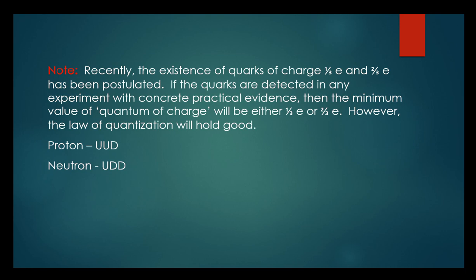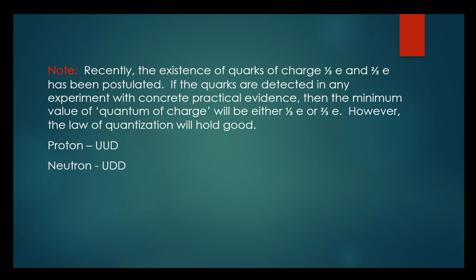Now one more important point. Recently the existence of quarks having charges of 1 by 3 e and 2 by 3 e has been postulated. The 2 by 3 charge is positive, and the 1 by 3 charge is negative. The quark having 2 by 3 e charge is called the up quark, and the quark having minus 1 by 3 e charge is called the down quark. This is the theory which has been postulated, if the quarks are detected.